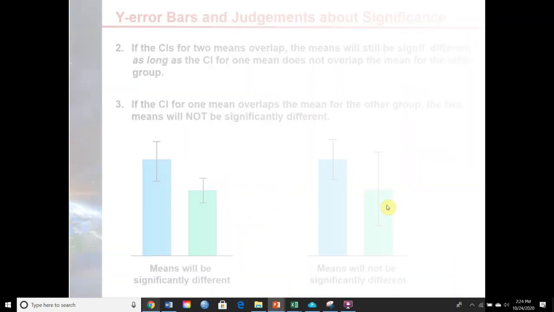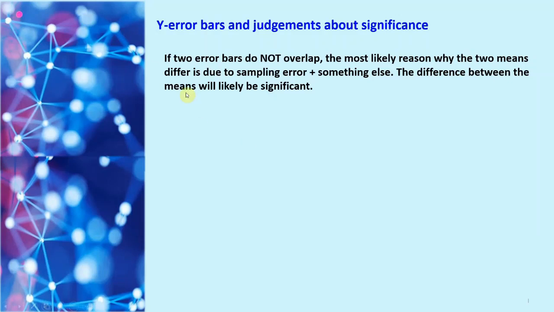Now I'm going to refine that rule. So earlier in the course, you learned that if two error bars do not overlap, the most likely reason why the two means are different is due to sampling error plus something else. And if that's true, then if we were to run a hypothesis test to see if those two means are different, that hypothesis test would most likely be significant. But again, that's if the error bars do not overlap. So the opposite is true, right? You learned that if the error bars do overlap, then probably what we're looking at is just sampling error, in which case the hypothesis test would come out to be not significant. Null, none, and nothing, right? The two error bars overlap, so it's probably just sampling error.